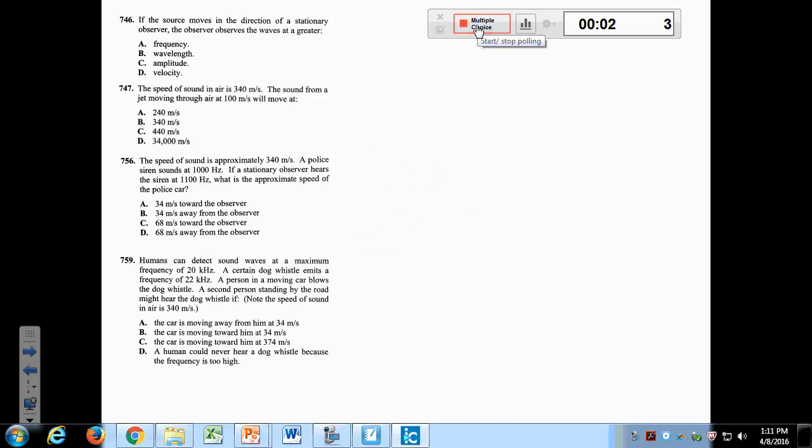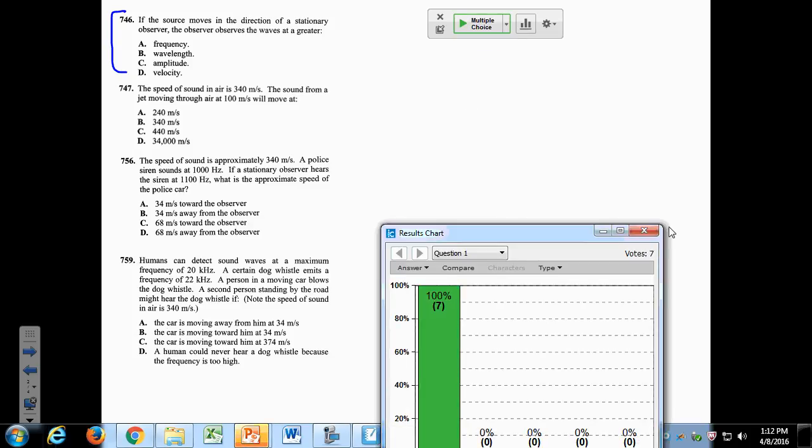Okay, doing 746. If the source moves in the direction of the stationary observer, the observer hears the waves at a greater what? All right, so a few more seconds. I'll stop at 18. We have 7 people here. Somebody not clicking? Okay, all right. Okay, awesome.